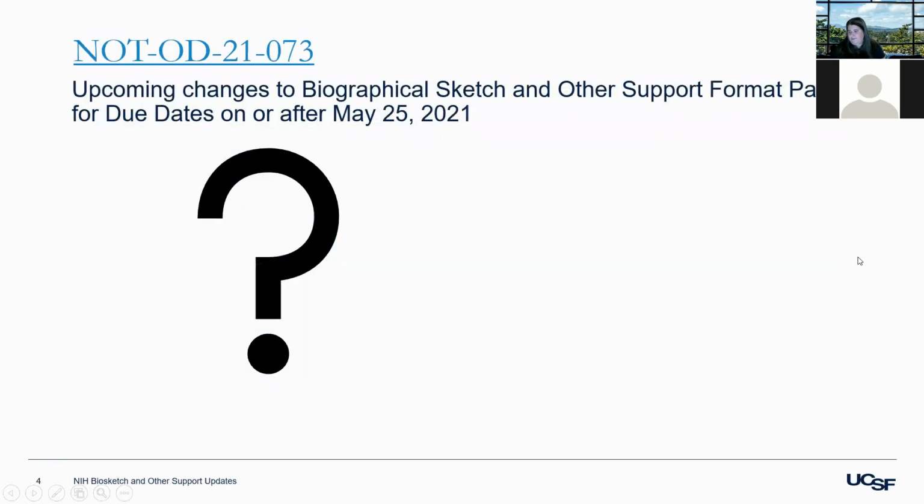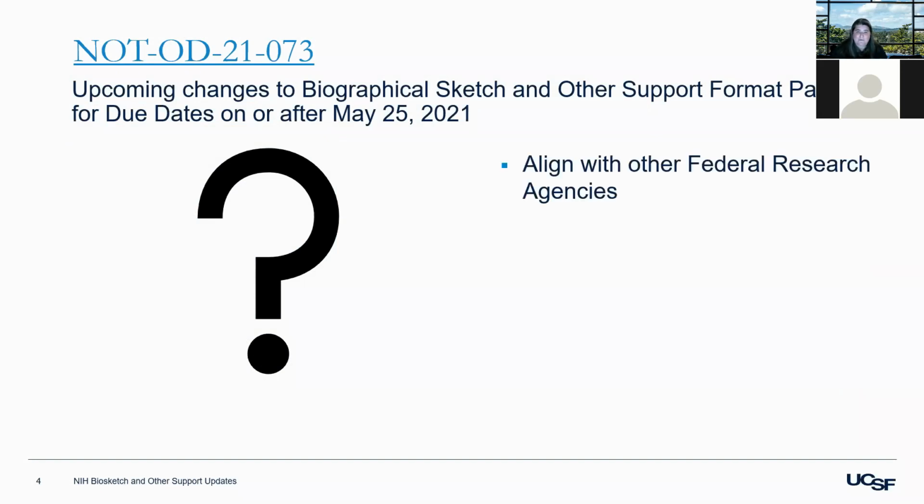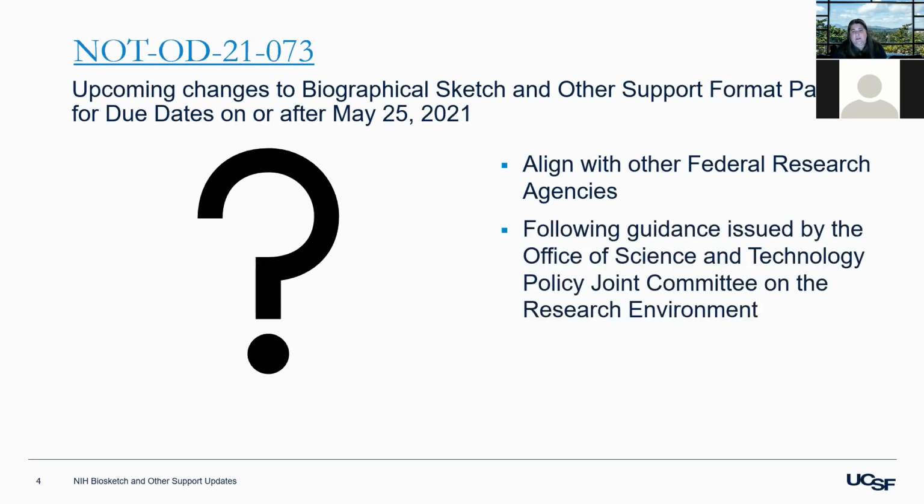So let's just start off and ask the question, why? Why did NIH make these changes? What is this all about? According to them, it's to align with other federal research agencies. And they're doing this based on guidance issued by the Office of Science and Technology Policy Joint Committee on the Research Environment. So hopefully this is positive for us.